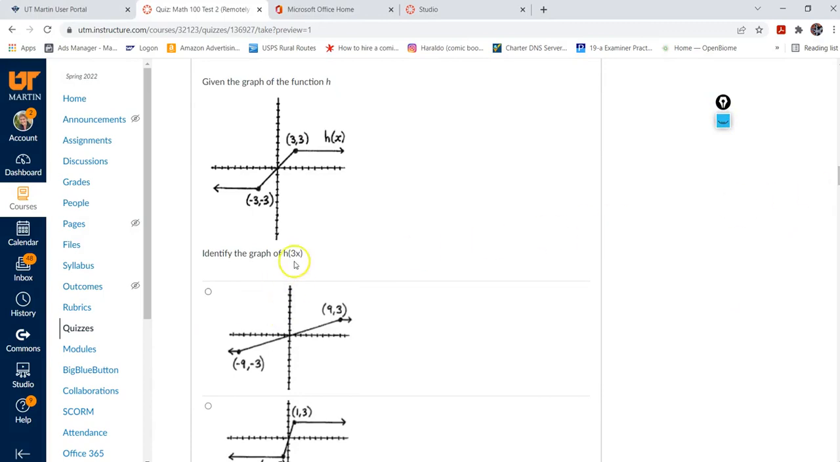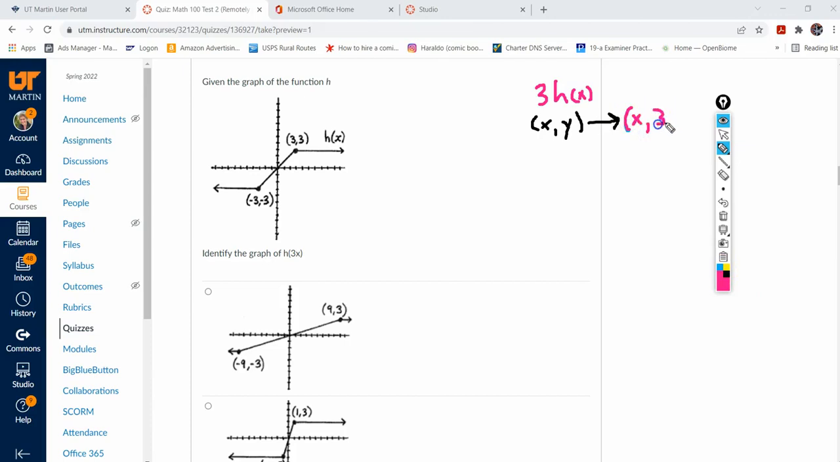Okay. Identify the graph of h evaluated at 3x. Okay. So if I had the 3 out the front, then an old point, or a point that's identified, becomes a new point, and the new point is gotten by multiplying the y coordinate by 3. That's not the case here, but I think in the randomly generated bank, that's one of the questions.